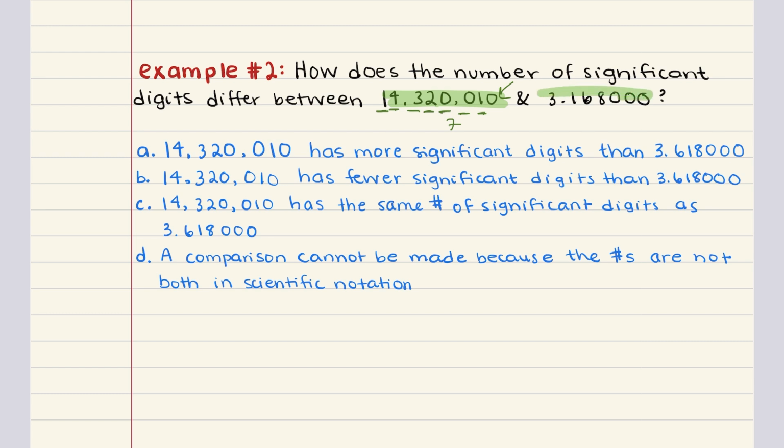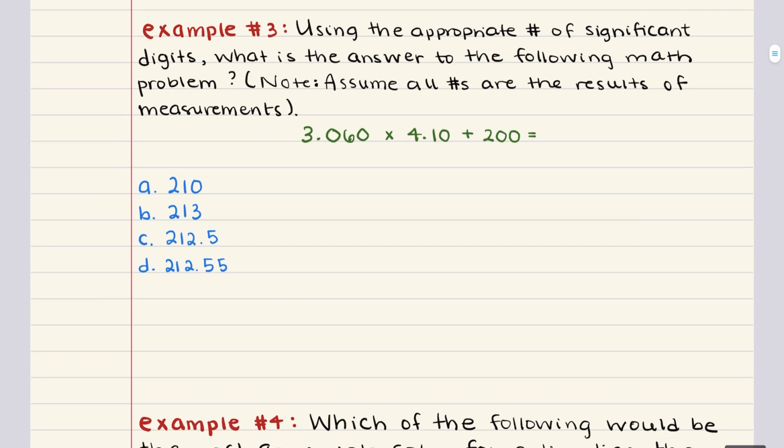What about our second number? This number is written with a decimal point. So trailing zeros are significant because they indicate precision in the measurement. So this number has 1, 2, 3, 4, 5, 6, 7 significant digits as well. So we notice that both of these numbers have 7 significant digits, which means that the correct answer is answer choice C. Let's move on to problem 3.